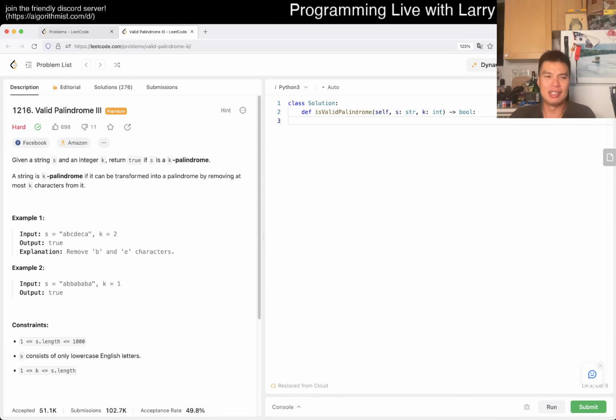And apparently, we have a premium problem, but it's one that I've done before somehow. Given a string s and an integer k, return true if s is a k palindrome. A string is k palindrome if you can transform it into a palindrome by removing at most k characters from it. Hmm. That's a little bit tricky.